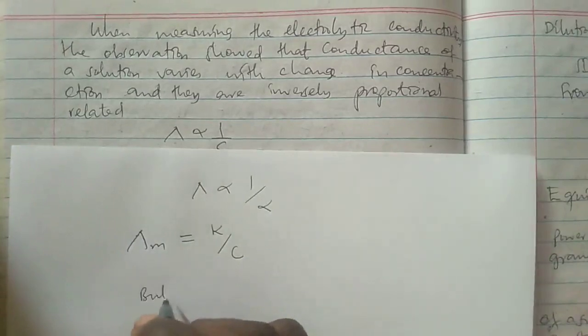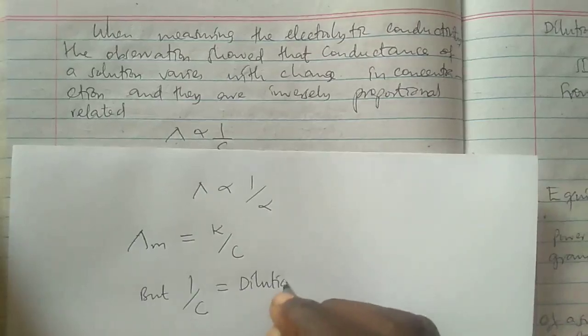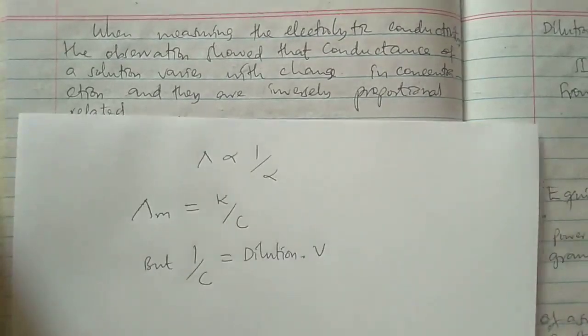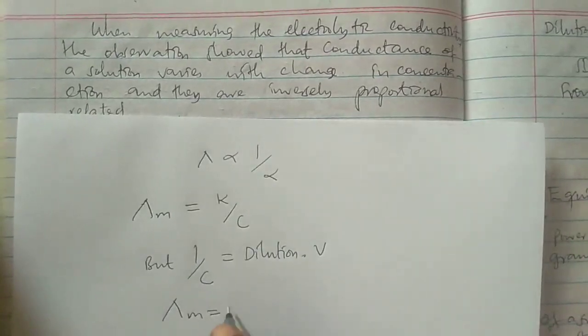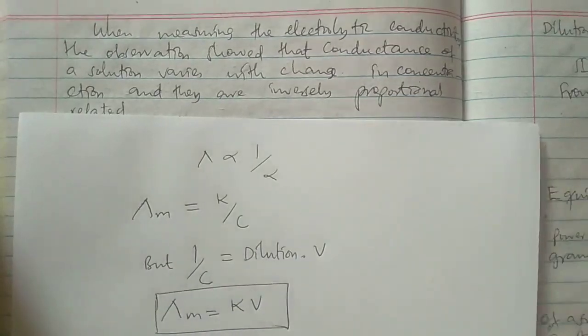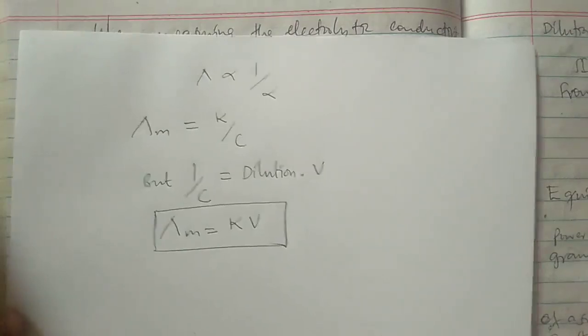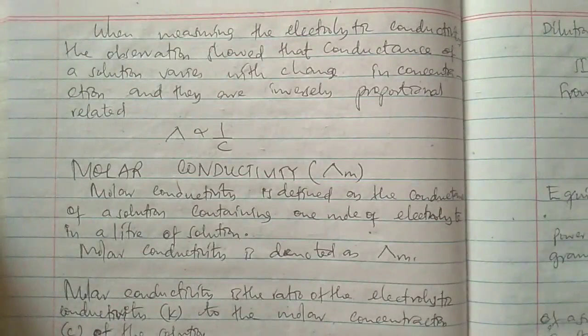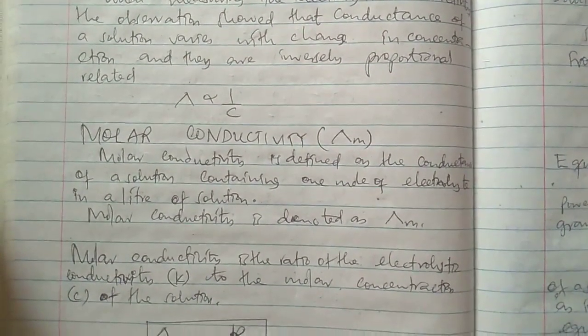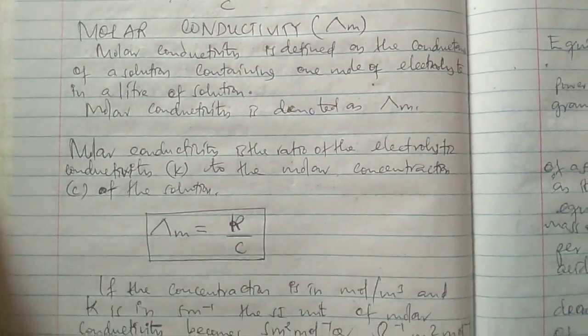But we said that 1 divided by concentration is known as dilution, that is V. That is to say, molar conductivity is equal to KV. So what I came to correct here is that this is called molar conductivity, not molar conductance. So molar conductivity is defined as the conductance of a solution containing 1 mole of electrolyte.